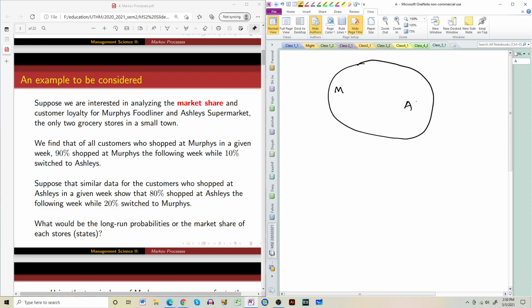Okay. So what we are going to find now is, in the long term, which supermarket will have a strong influence on the people there, which means which supermarket is people's favorite supermarket, which one has a higher market share. Okay, that's what we're going to find.